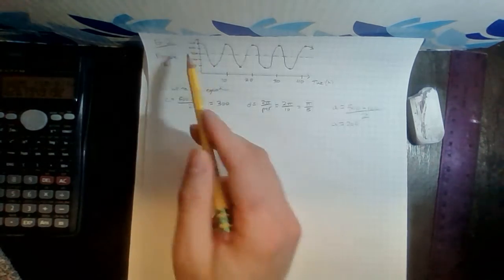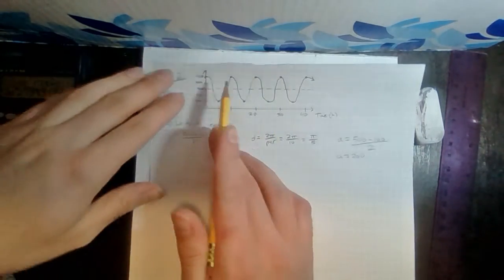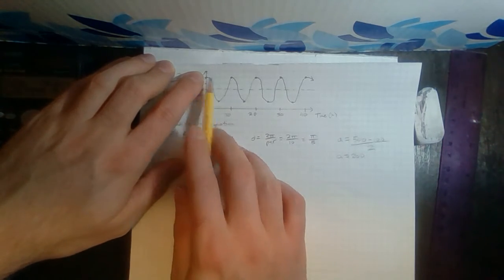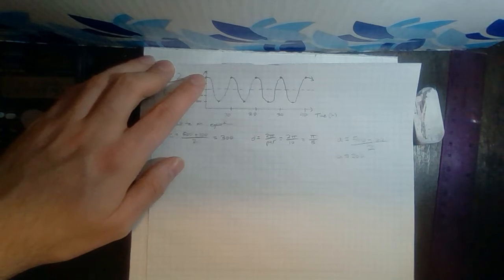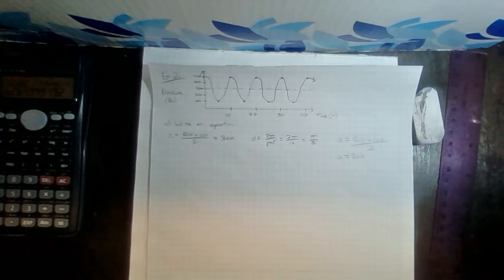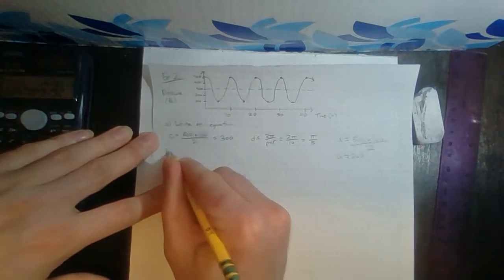And now our phase shift, we need to make a decision. Are we talking about a sine function or a cosine function? It's easiest if we talk about a cosine function because we're starting off at our maximum value as our y-intercept, which is what happens in cosine functions. So we don't need any phase shift. So our h is going to be 0.